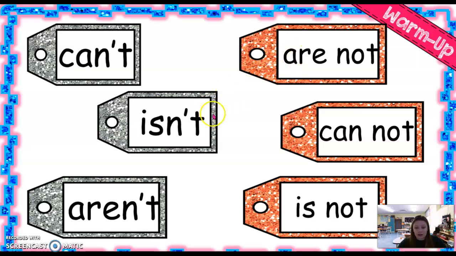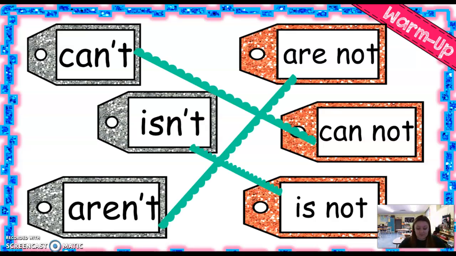We have isn't. Does isn't belong with are not or is not? Is not. Very good. And then aren't goes with are not. What letter is replaced by the apostrophe in all three of these contractions? The O, very good, the O.